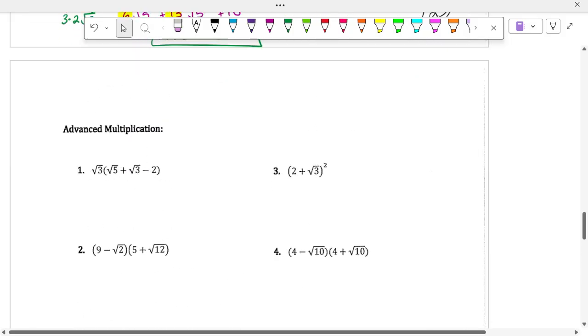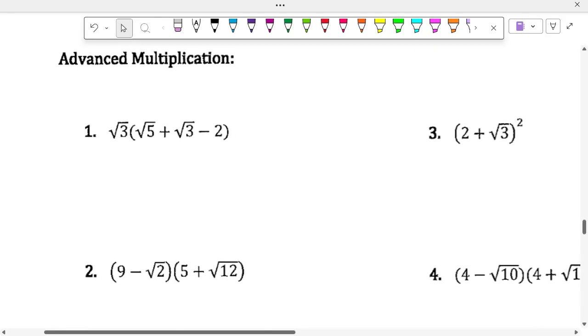Now, advanced multiplication, I kind of talked about this a little bit with the example that we did with the warm-up. Advanced multiplication is the same thing that we did with polynomials. Those multiplication rules apply, like distribution, box method, those types of things. But it's with radicals instead of variables. So for number 1, what do you think I'm going to do to that square root of 3 in the front?